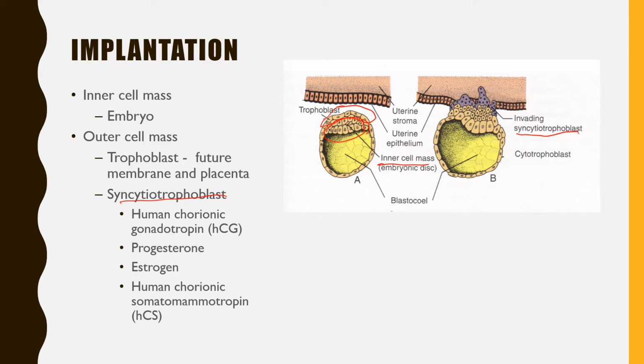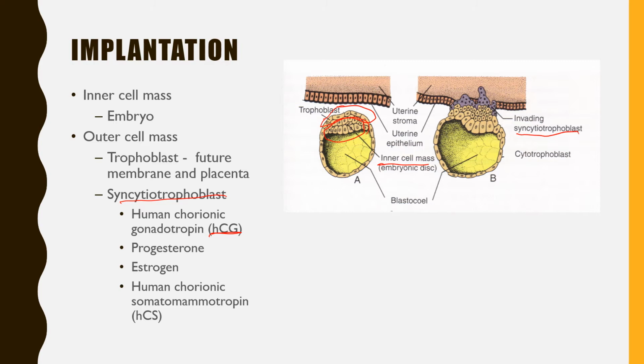As soon as it starts to break into that endometrial tissue and interact with some of the supportive cells of the endometrium, it starts to release human chorionic gonadotropin, or HCG, commonly used as the indicator for pregnancy. That starts to be released as soon as it embeds. Progesterone as well, estrogen, and human chorionic somatomammotropin, or HCS, which is sort of like lactogen. We'll talk about each one of these hormones individually. But once it embeds there, it's going to start producing those hormones.